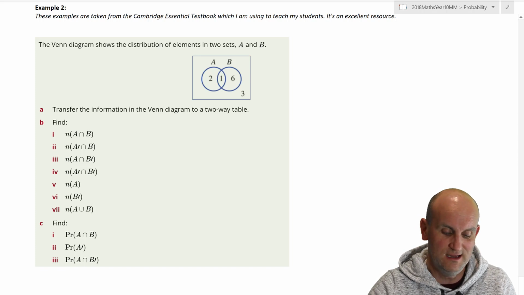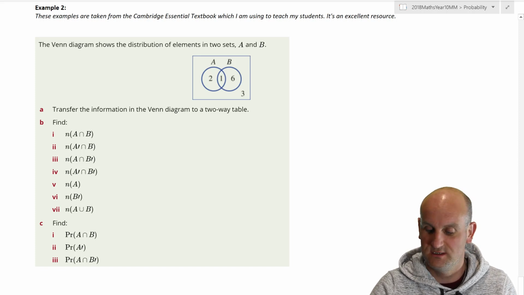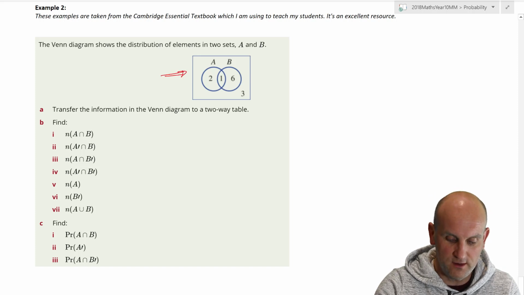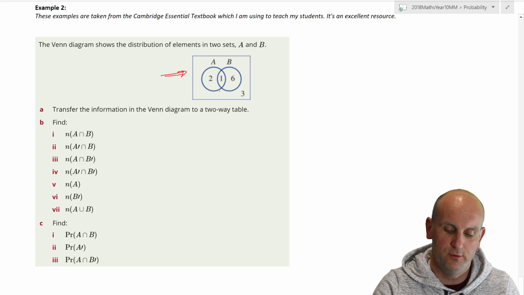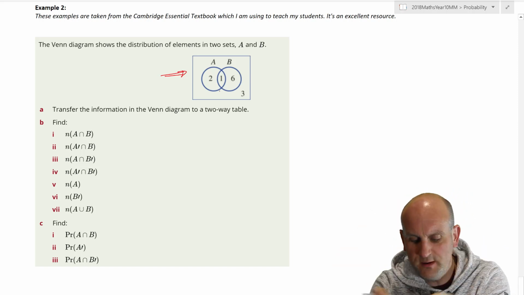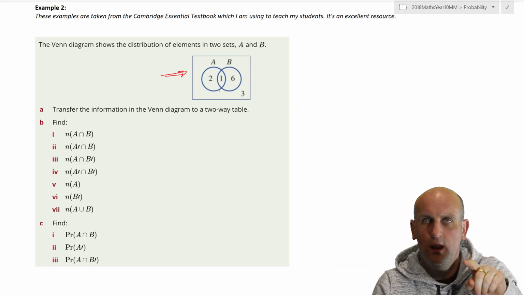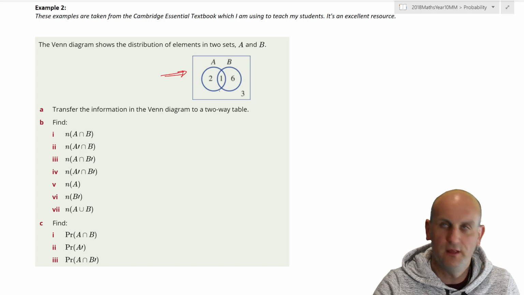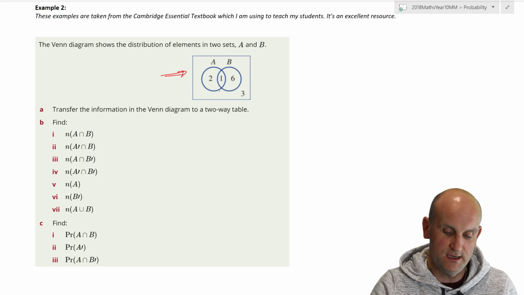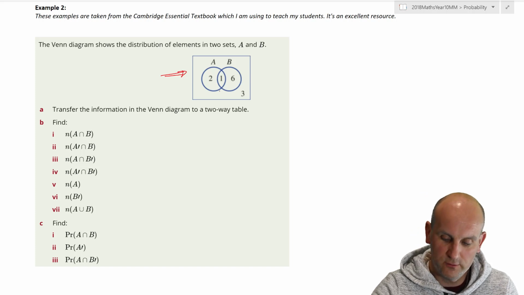Well, not really. Again, this example was taken from the Cambridge Essentials textbook. The Venn diagram. So they've drawn a Venn diagram for me. Thank you very much. They've told me that there are 3 people in total for A, 7 people in total for B, 1 likes both A and B, and 3 don't like either A or B. Well, I don't know what those 3 are. Transfer the information from the Venn diagram into a two-way table.